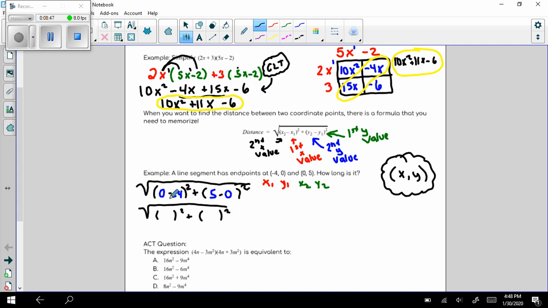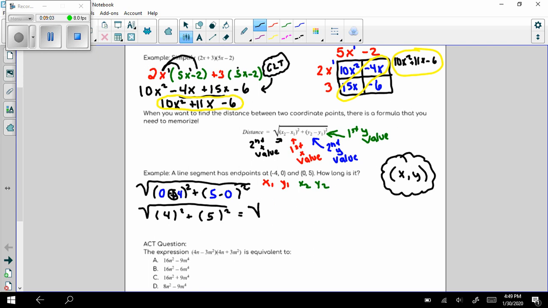We're going to go ahead and do this. 0 minus -4. Well, what we know about when you subtract a negative, it actually becomes a positive. So we have a 4. Remember, it's going to be squared. And 5 take away 0 is 5. Remember, it's going to be squared.